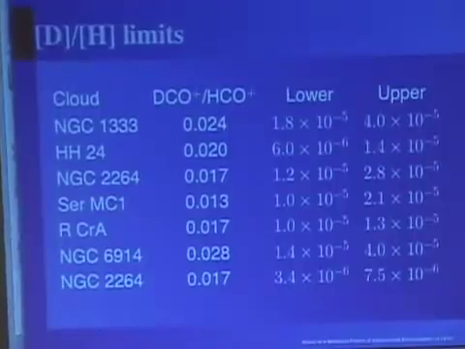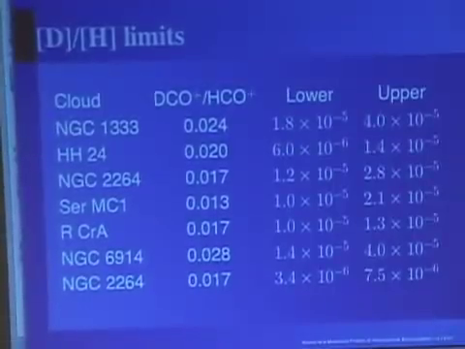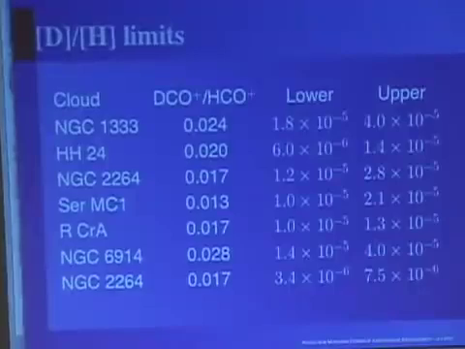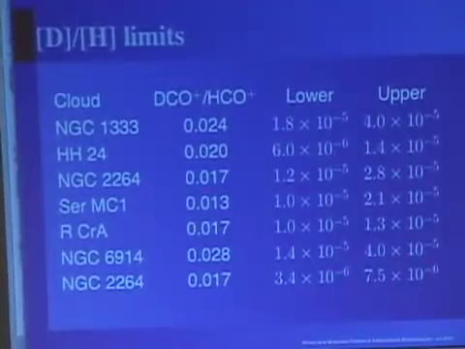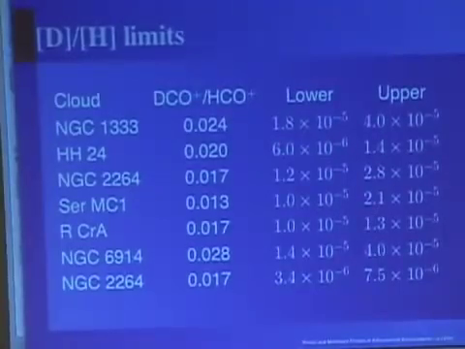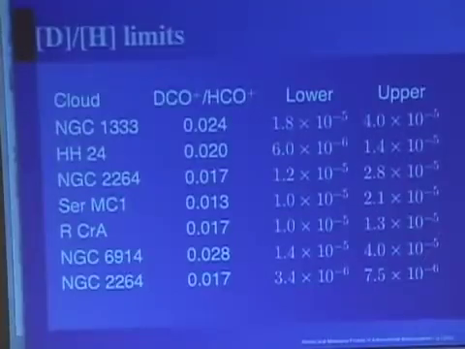And you can see that we can look at quite a few clouds and infer a total D to H ratio that's pretty consistent, on the order of 1.5 times 10 to the minus 5, sort of several times 10 to the minus 5. And it varies around the galaxy, but not by a huge amount.